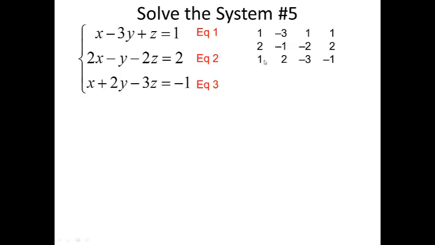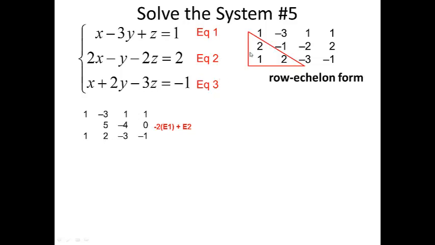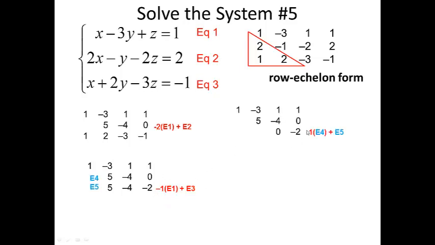Okay, row echelon form. I'm going to get rid of these two over here, so it looks like I can multiply the first one by a -2 and add it to the second one. So I'm done with that one. Now I'm going to multiply the first one by a -1 and add it to the bottom one and get this down here. Okay, now to get rid of that 5, I can just multiply the fourth one by a -1 and add it together. I get that.